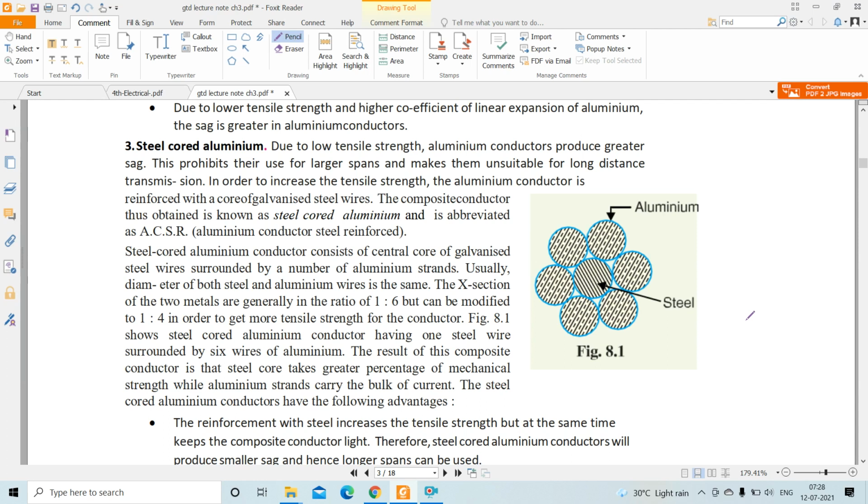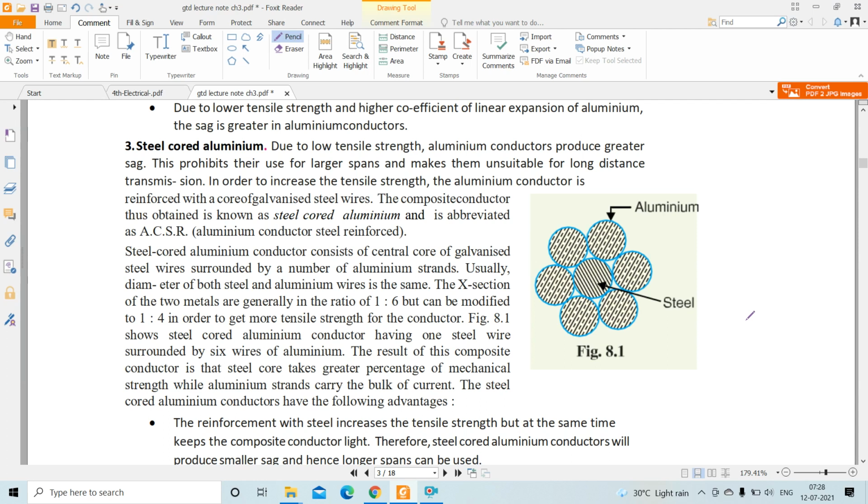Okay, so in case of aluminum conductor, there is low tensile strength. That's why it produces greater sag. So due to this problem, this type of conductor may not be used for long distance transmission.